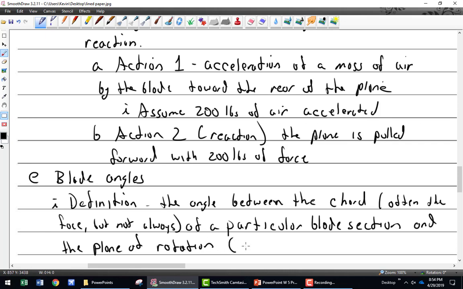Let's see. Oh, note, your Q&A states chord. Oops, chord. Your Q&A does state, use the word chord in there, so I don't want you to mix that up.